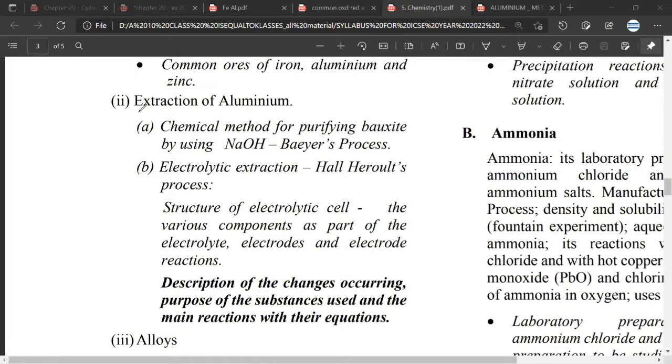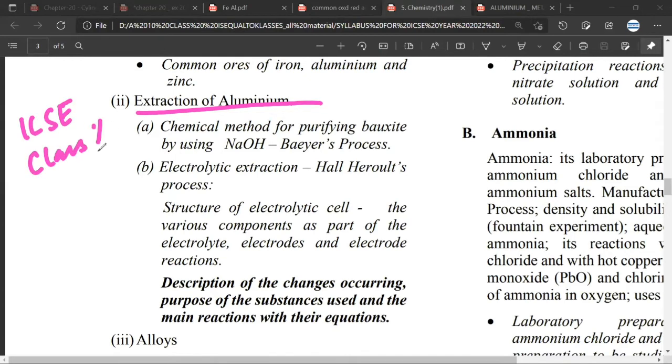So let us see the extraction of aluminium for ICSE class 10th. Basically, extraction of aluminium happens in two parts. First is the Bayer's process, the second is the Hall-Héroult process. Now we'll individually go through both of them in detail.